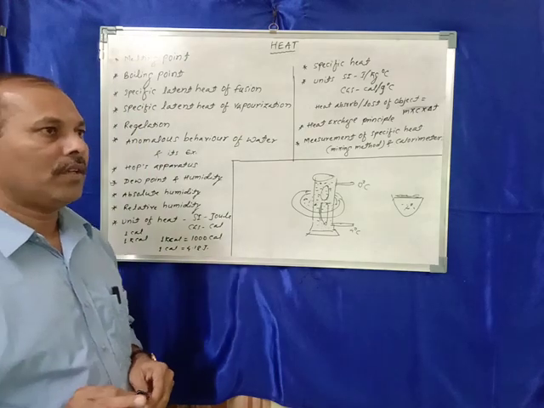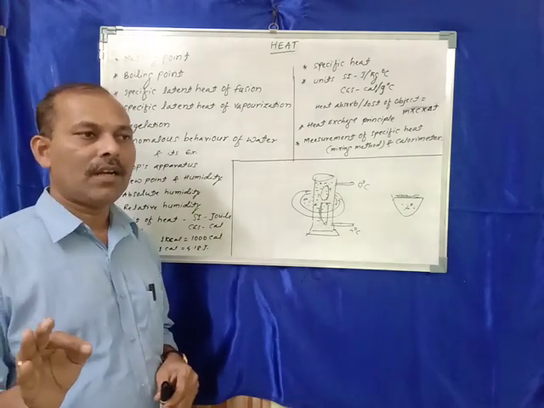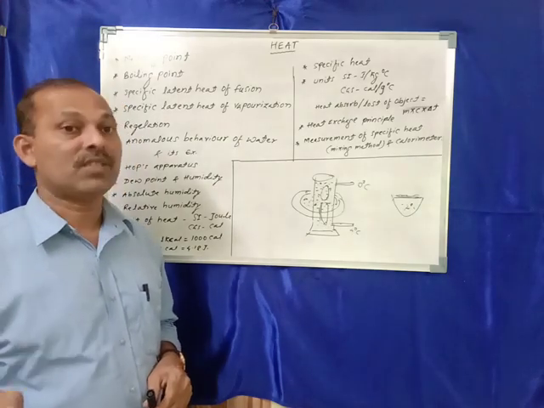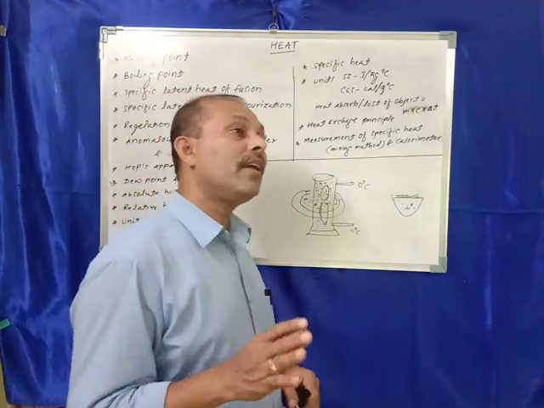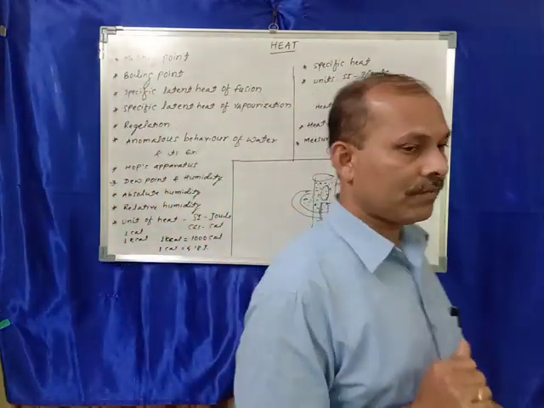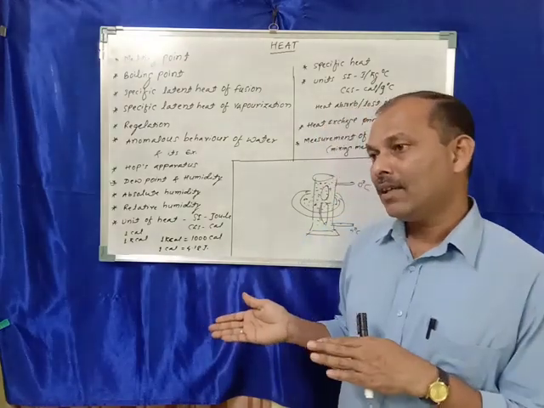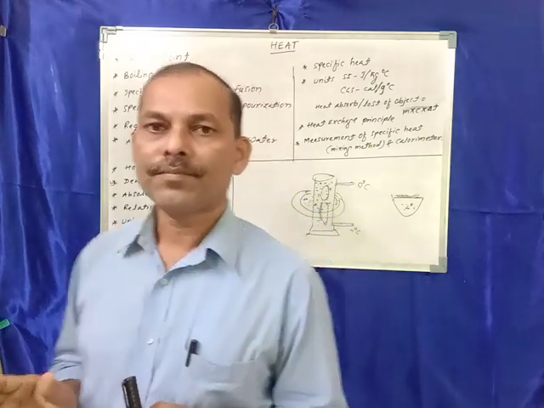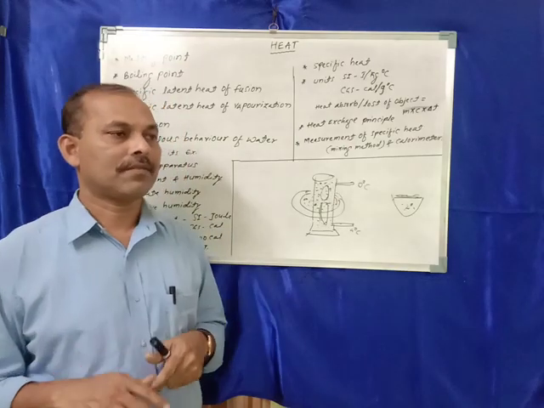At dew point, relative humidity is 100%. And if the relative humidity is more than 60%, we feel that the air is humid. And if the relative humidity is less than 60%, then we feel that air is dry.